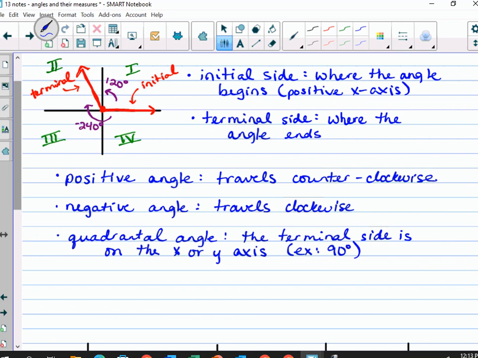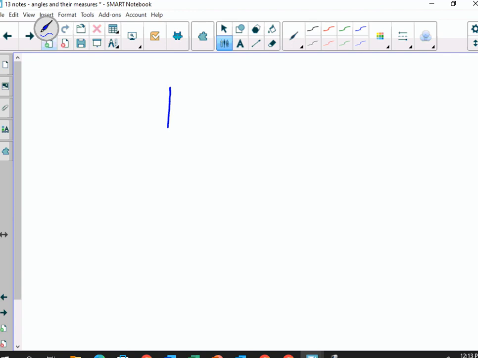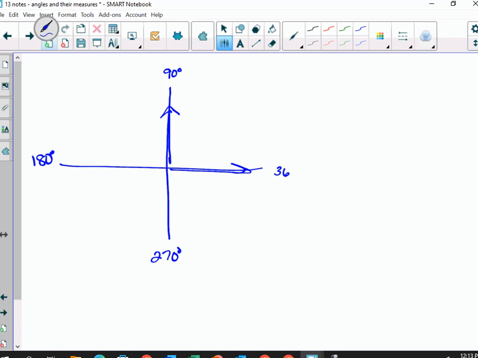What's one? So if you think about it, like 90 degrees, right? That angle. What would be over on the left? 180. What about at the bottom?